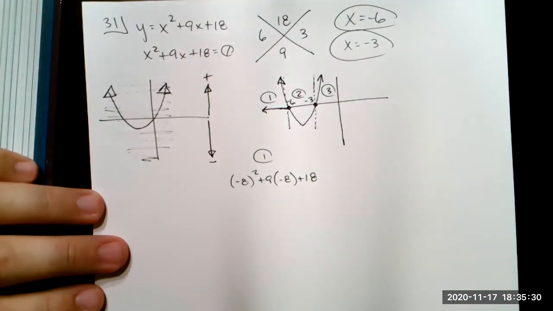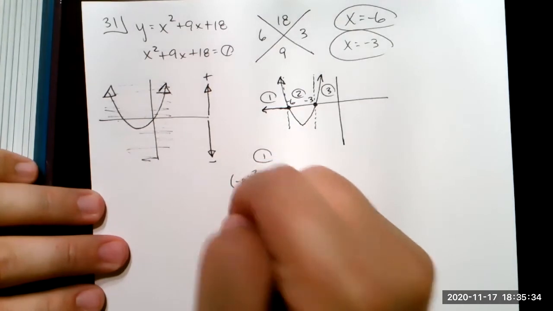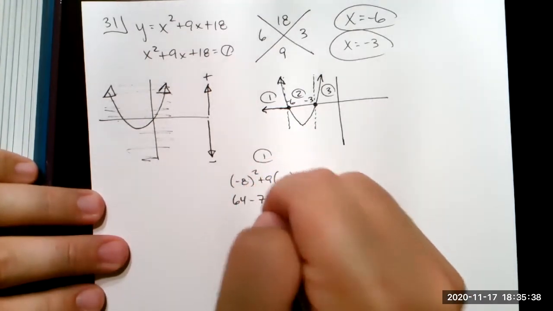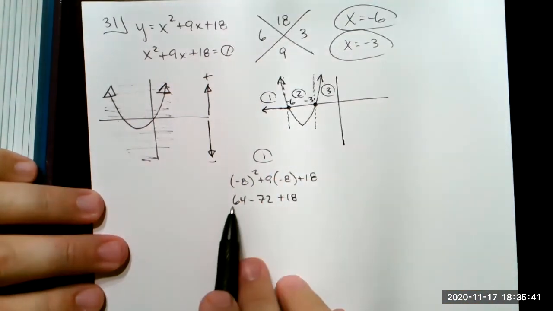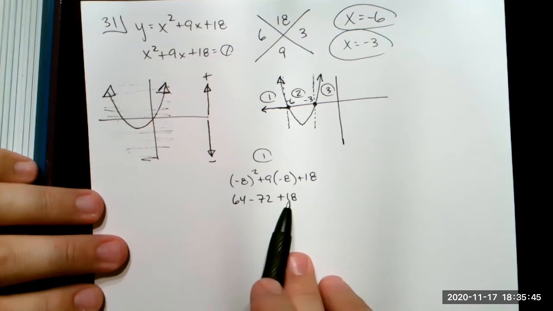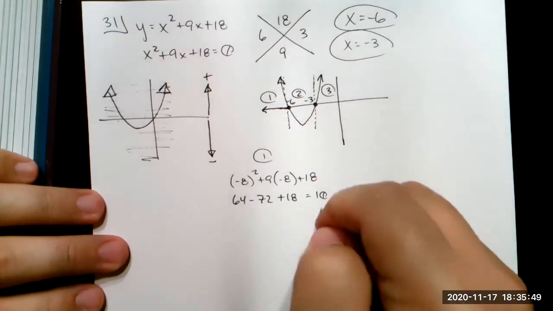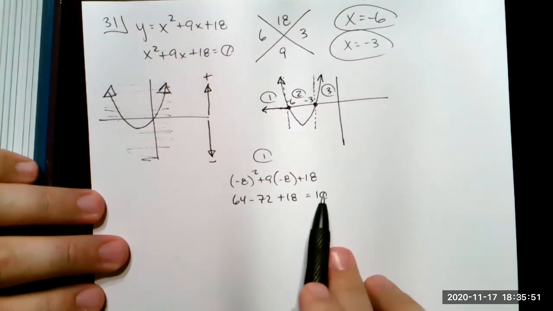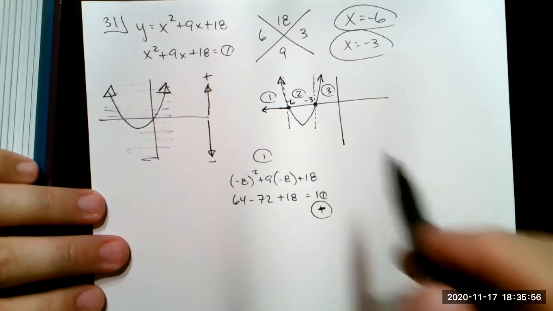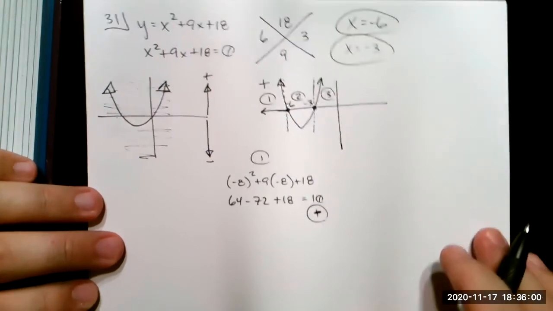And let's see if my number is going to be positive or negative. So -8 squared is 64. -8 times 9 is -72. 64 minus 72 is -8. -8 plus 18 is +10. So I don't really care that it's 10. I just care that it's positive. So I know in interval 1, that's going to be a positive part of my function.